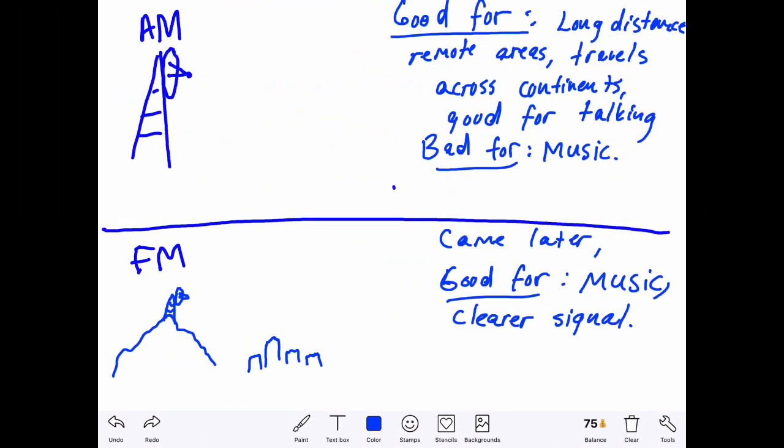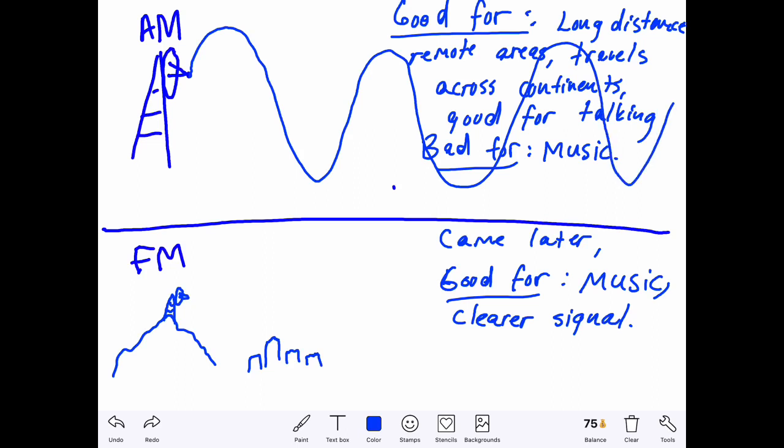Okay, so what are each of these good for? Well, amplitude modulation is typically good for long distances. It travels to remote areas and it travels across continents. It's good for talking, but it's bad for music. It'll typically create a long, big wave, and that wave can even travel through mountains. And it travels long distances. So if you need to send out an emergency message across the whole continent, use amplitude modulation and you can send it out there.